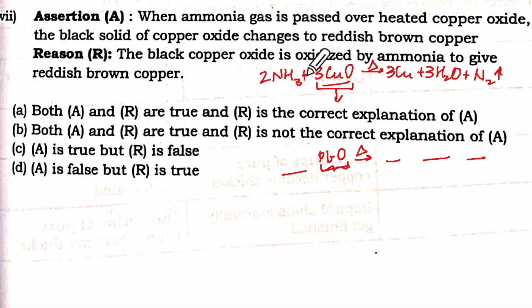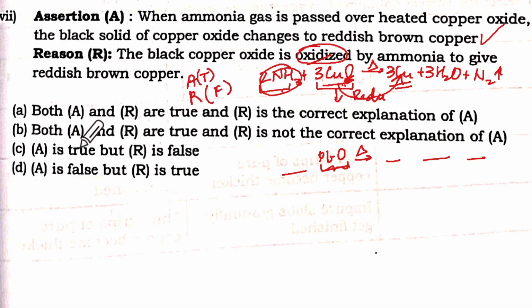Okay, now here what is happening? CuO is becoming Cu by removal of oxygen. So it is reduction that is happening, so this becomes the reducing agent. The assertion is correct because we are getting reddish brown copper from black CuO. Reason: this is oxidized by ammonia. Ammonia, if it is the reducing agent, cannot oxidize. So A is true, but R is false. Option C.